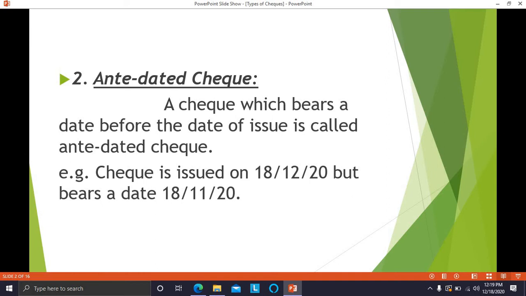So they may give you a situation that there is a check which is issued on this date, it bears a signature, it bears this date. So which kind of check is it? You have to guess whether this is antedated or post-dated, and on that basis you have to solve the case study.